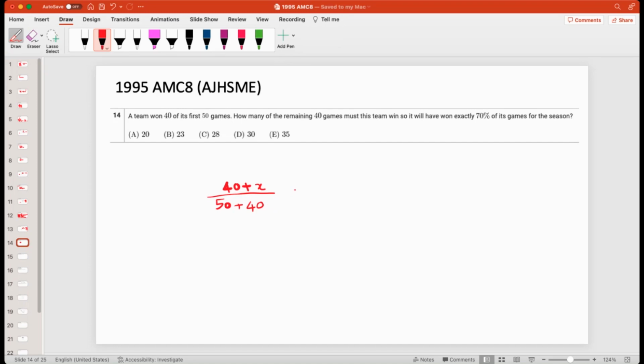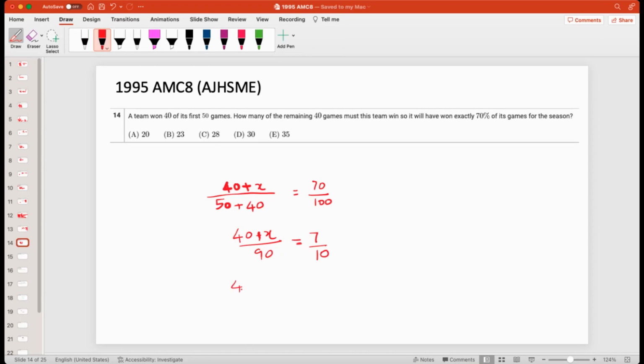Now, this should equal 70%, which is nothing but 70 by 100, correct, or 70% as we call it. Now we just have to solve for x, so it will be 40 plus x by 90 is equal to, the same as 7 by 10, right?